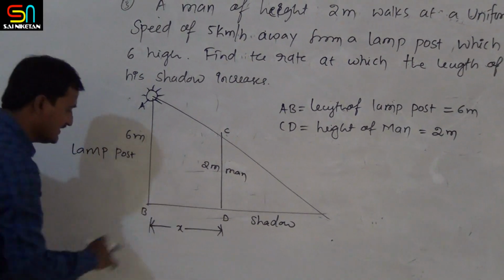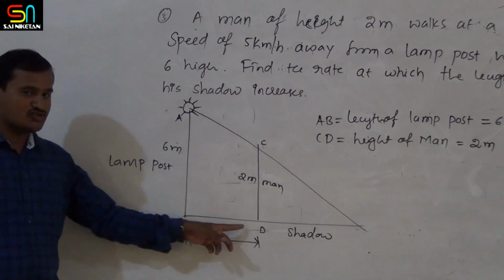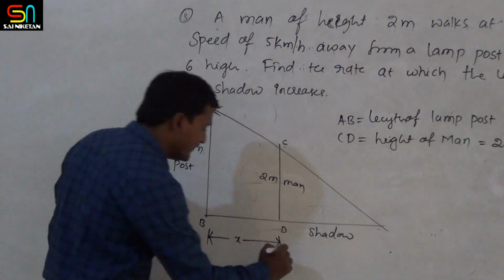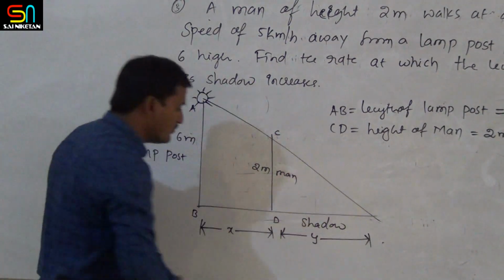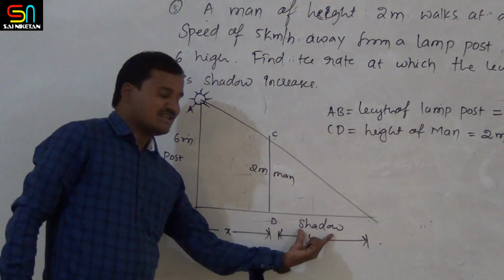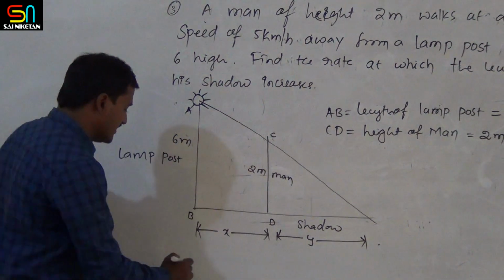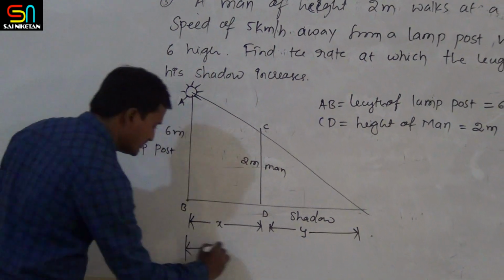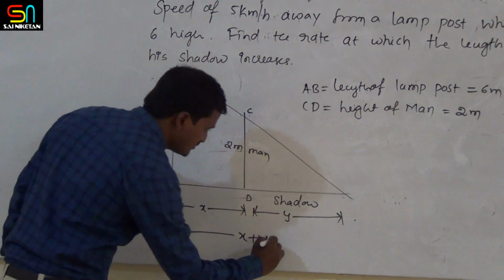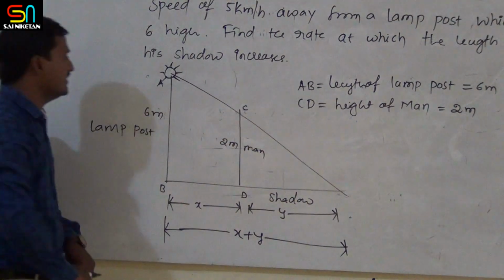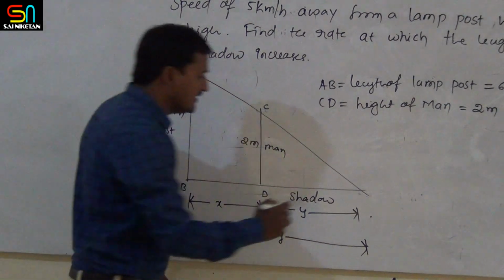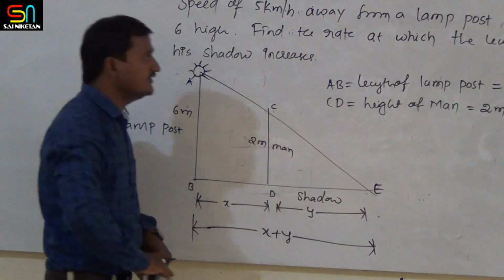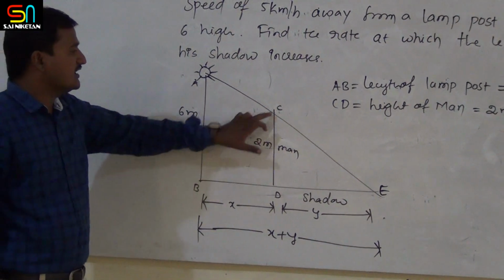Clearly this is the distance between the lamp post and the man, and I will represent this distance as x. Y is the length of the shadow. So from the diagram, this distance is clearly x plus y. Here it is A, B, C, D, and here I will write this as E. So this is the diagram.